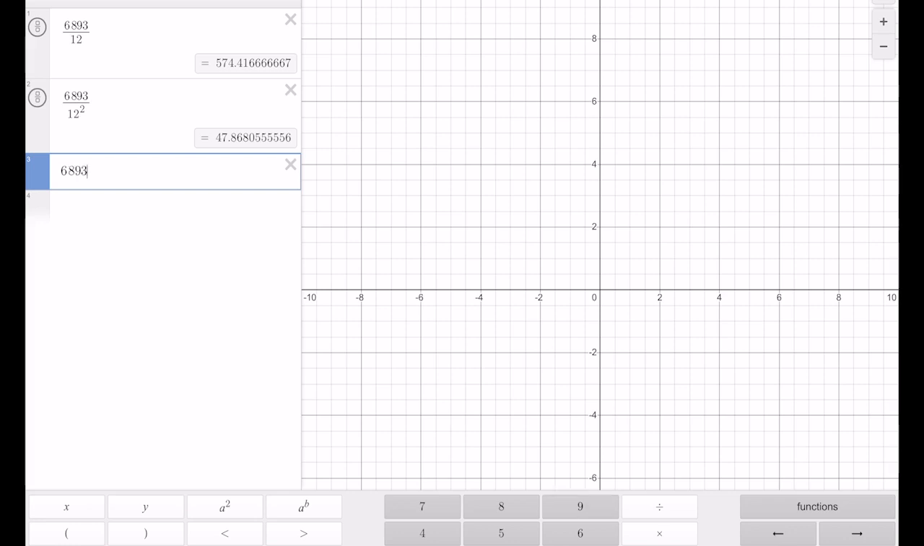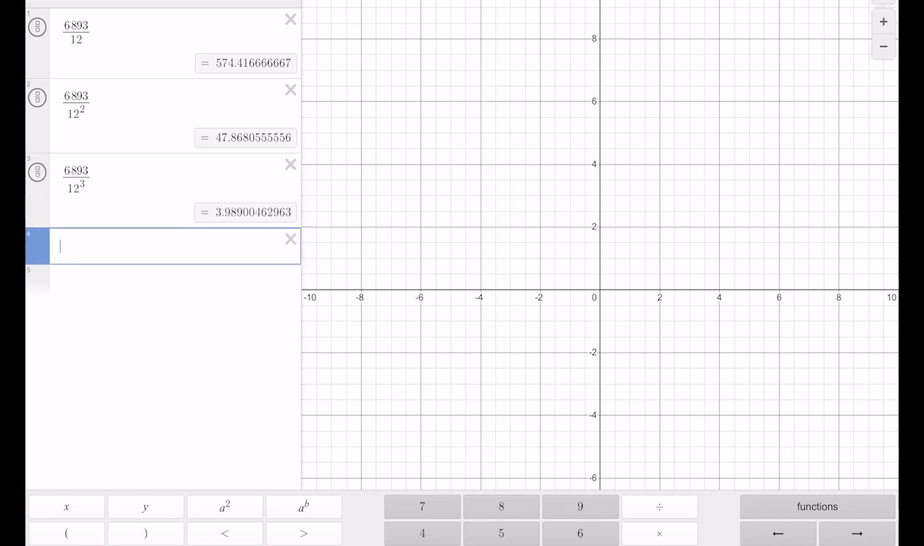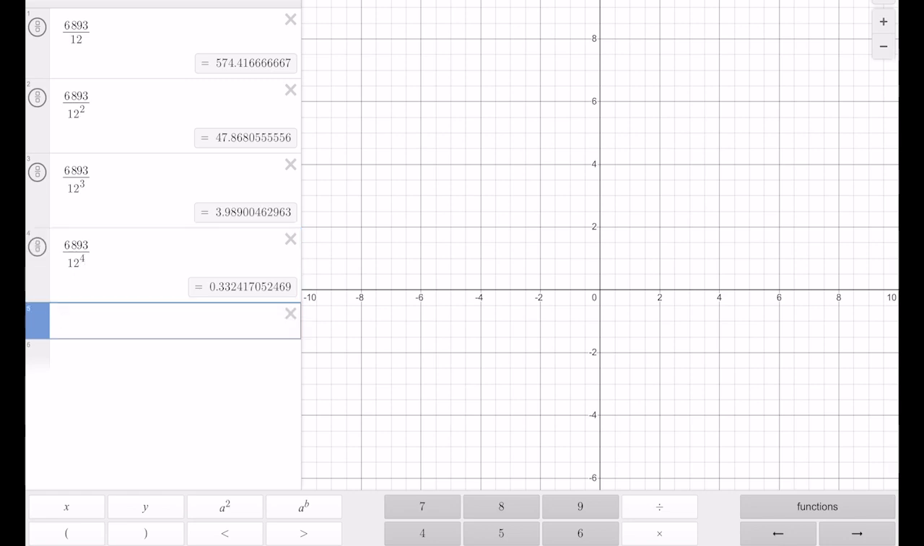6,893, and then divide it by 12 to the third. Okay, so it goes in 3.9 times. It's probably not going to be divisible by 12 to the fourth, but we'll check it just in case. And like I said, we got a number smaller than 1, so it's not divisible by 12 to the 4th. So we're going to divide by 12 to the 3rd. 12 to the 3rd is 1,728, okay? So I'm going to divide 6,893 by 1,728, which goes in 3.989 times. So it goes in 3 times.